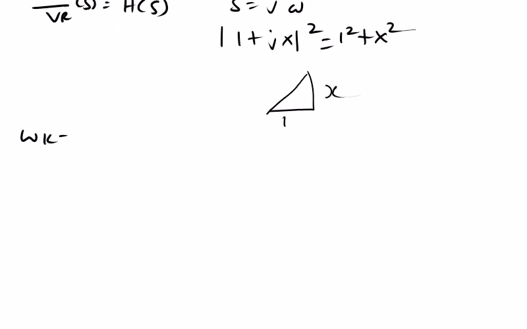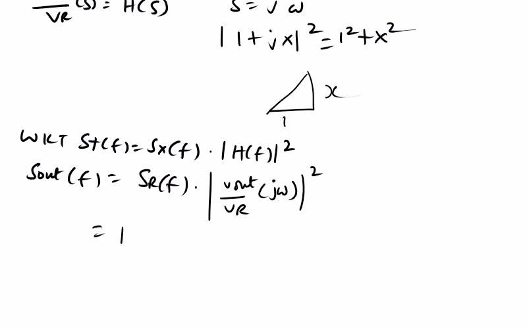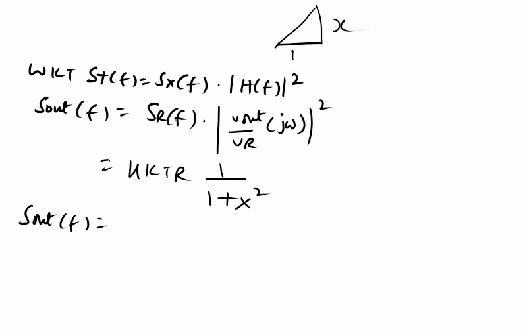And now we know that S_y(f) is equal to S_x(f) into magnitude of H(f) square. So S_out(f) is equal to S_R(f) into V_out by V_R at j omega, magnitude square. So I can write it as 4kTR into 1 divided by 1 plus x square. So S_out(f) is nothing but what?